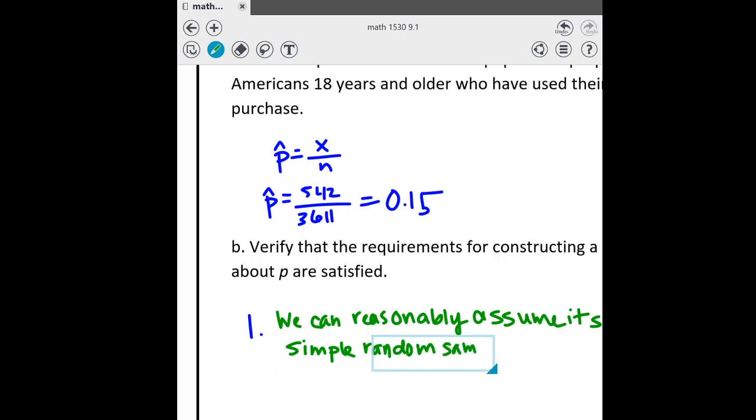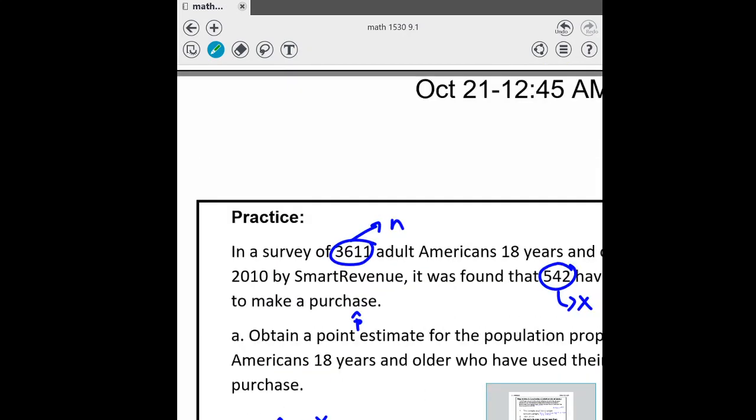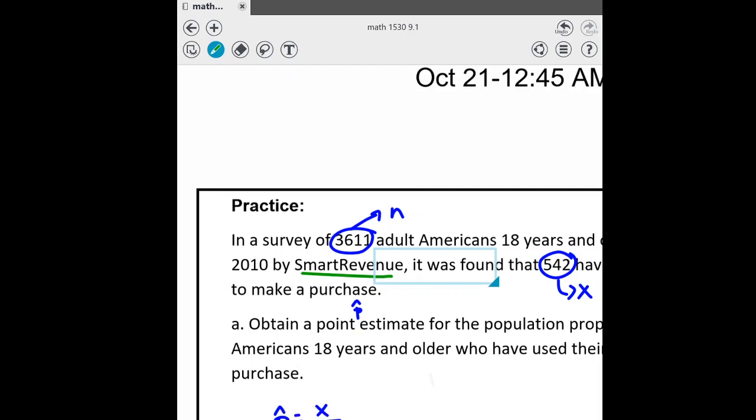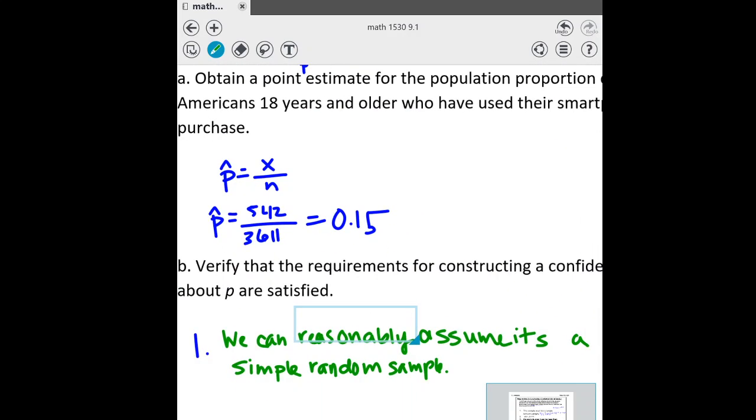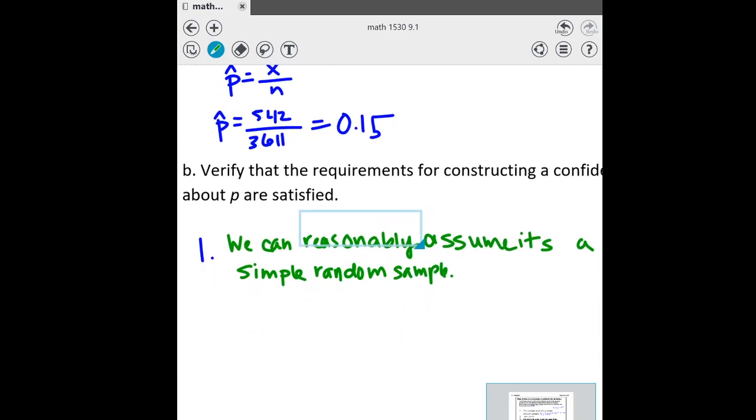And the reason we can reasonably assume that is because I'm assuming this Smart Revenue Company is a company, not just some random person. It's a company who does polls, that's what their company does. So if they're a reputable company, it's going to be a simple random sample.